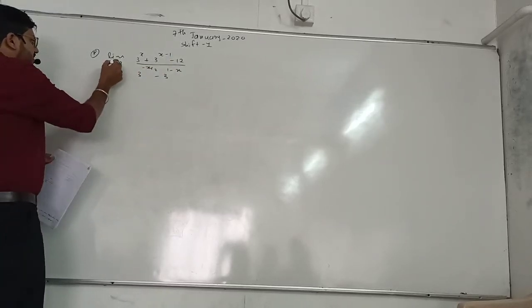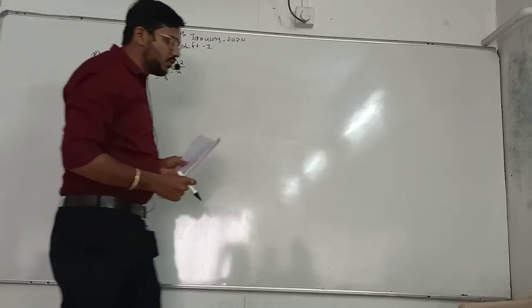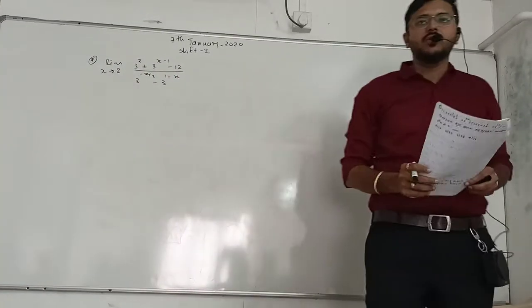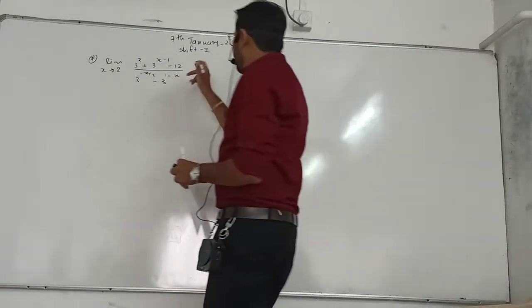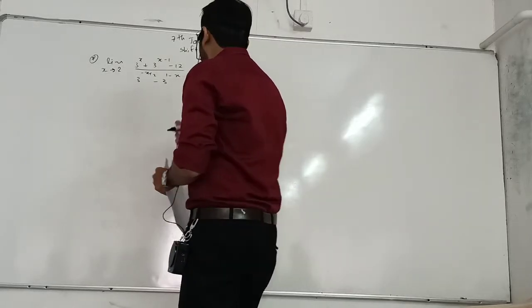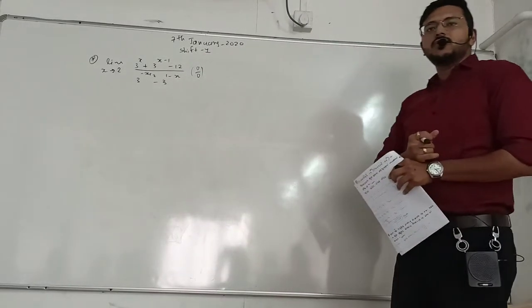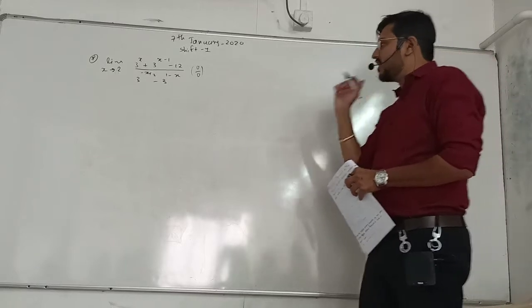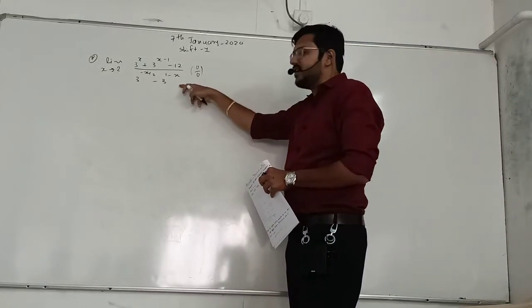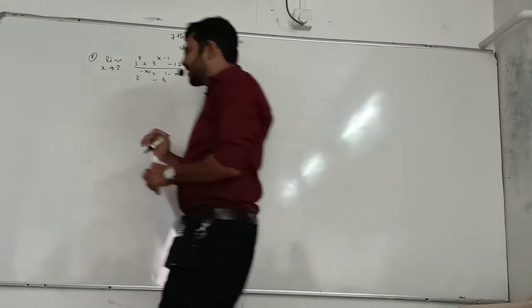There is a very simple and general rule of limits, L'Hopital's rule, where if we have a function with the limit 0 by 0, we can take the derivative of the numerator individually as well as the denominator individually. So let's do the derivation.